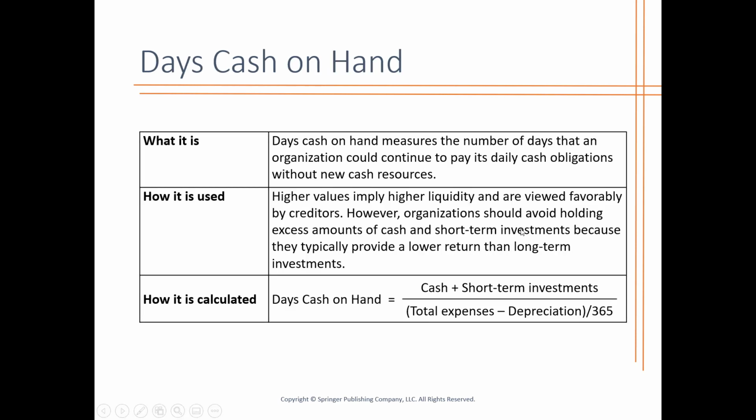Days cash on hand. What is it? Days cash on hand measures the number of days that an organization could continue to pay its daily cash obligations without any new cash resources. Higher values imply higher liquidity and are viewed as favorable by creditors. However, organizations should avoid holding too much excess cash and short-term investments because this typically provides a lower return than long-term investments. So the way this would be calculated is cash plus short-term investments divided by total expenses minus depreciation, divided by 365.